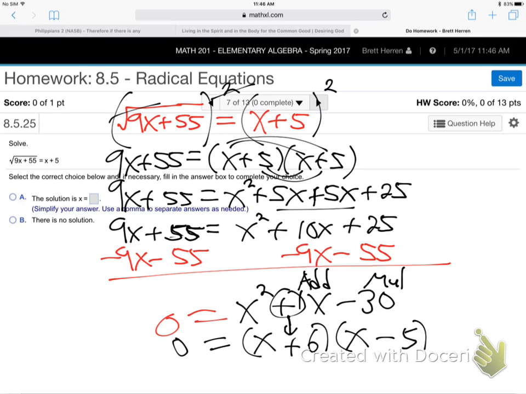Is everybody good so far? Sign in the middle goes on the bigger. And now what are the two answers? -6 and +5, maybe. I have to check them. But are we okay so far? You just do the opposite of what's in the parentheses.